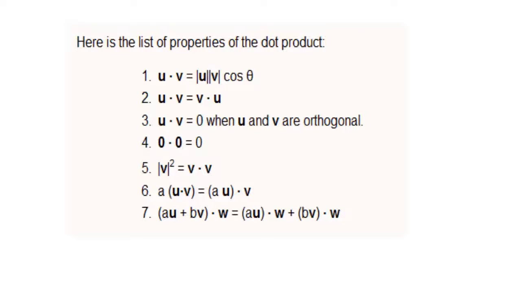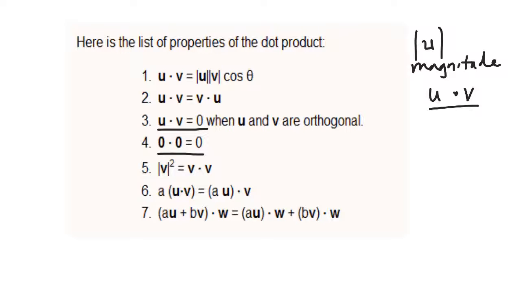Here is a list of properties of the dot product. It's a lot of notation, but it shouldn't be anything that you're not familiar with. This idea is magnitude. That's the magnitude of the vector u. And u dot v is the dot product, which we did on the previous screen. If you take the dot product of 0, it's still going to be 0. If the dot product is 0, then those two vectors are orthogonal, or at right angles to each other. If you take the square of the magnitude of v, it equals the dot product.